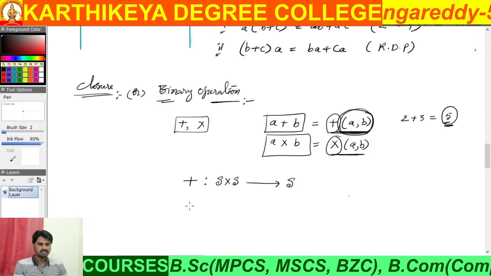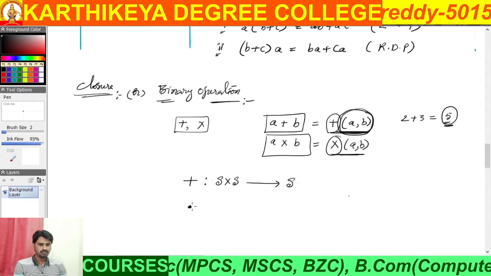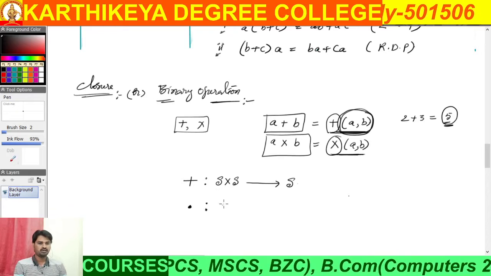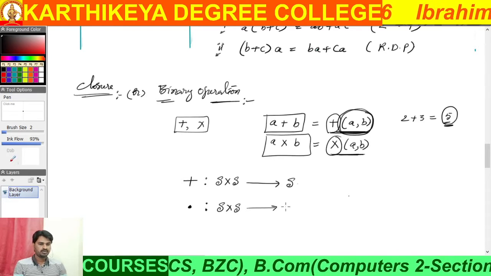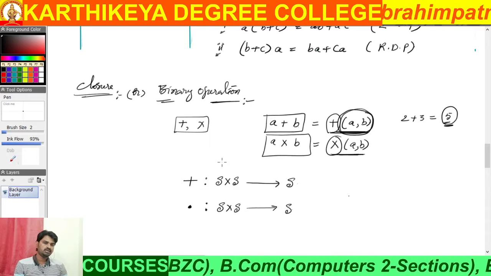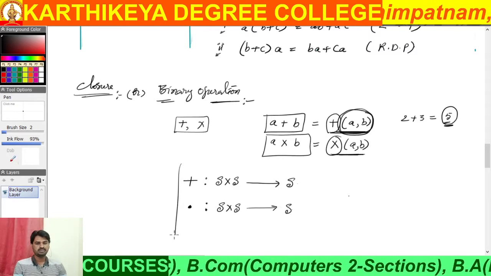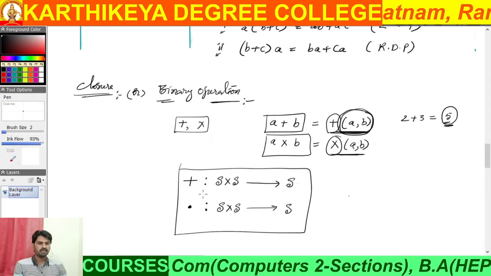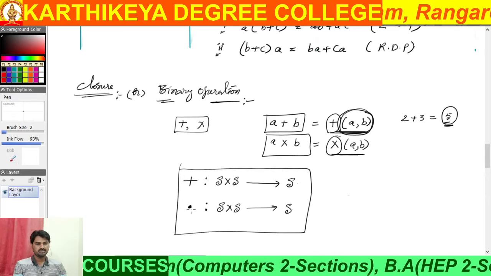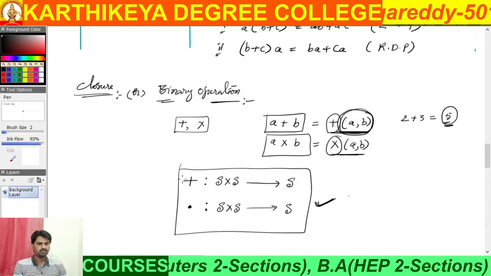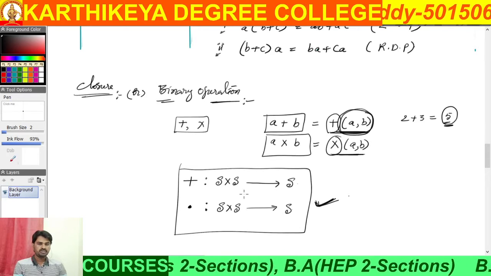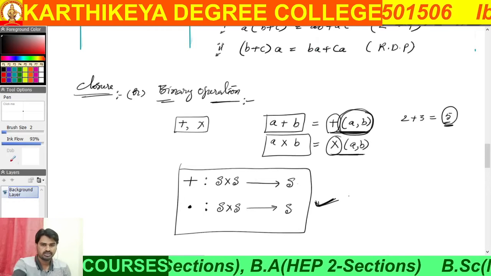In the same way, into or dot are also functions from S cross S to S. Okay students, a binary operation is a mapping like that: S cross S to S, and dot is also S cross S to S. This is the most important notation, you have to note that.